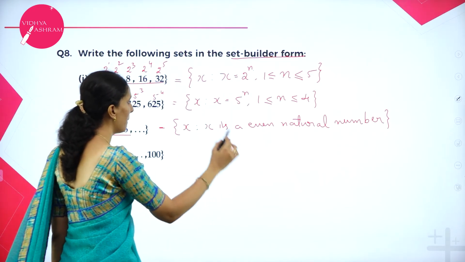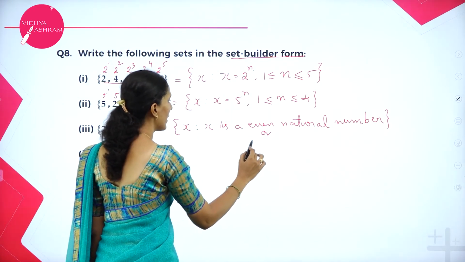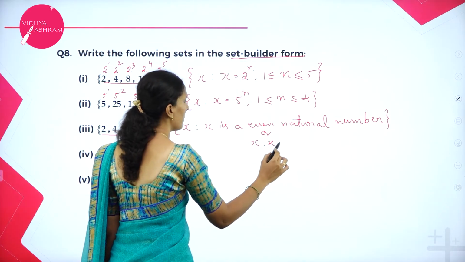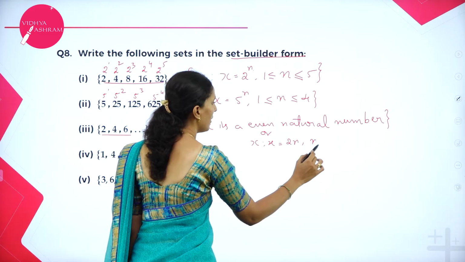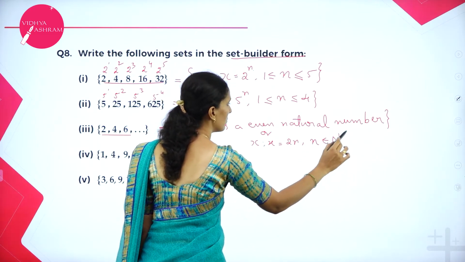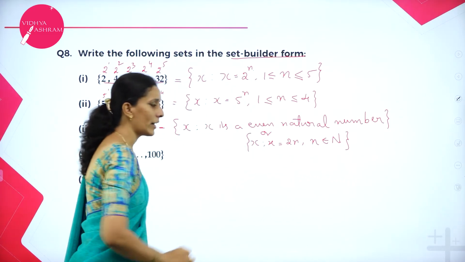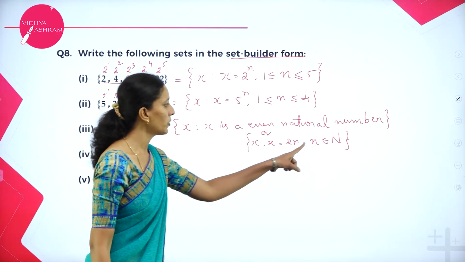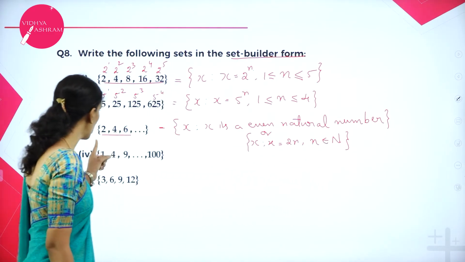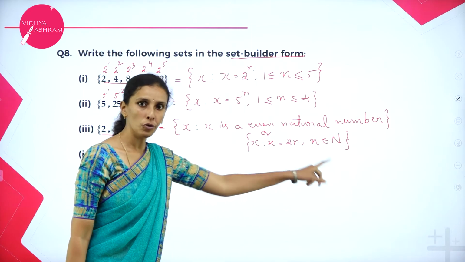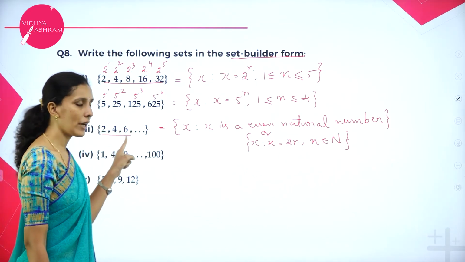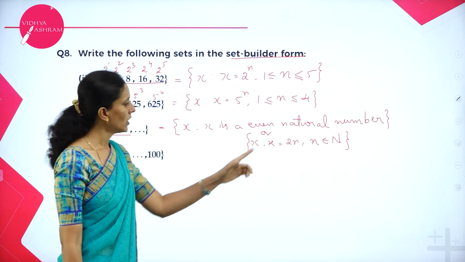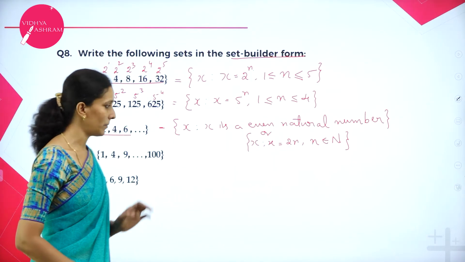Also, you can mention it like this: x belongs to n, n belongs to N. This is also one more condition we can write, because if you put n is equal to 1, 2 1s are 2. If you put n is equal to 2, 2 2s are 4. N is equal to 3, 2 3s are 6. So you will get all the even natural numbers. So this one is also possible.